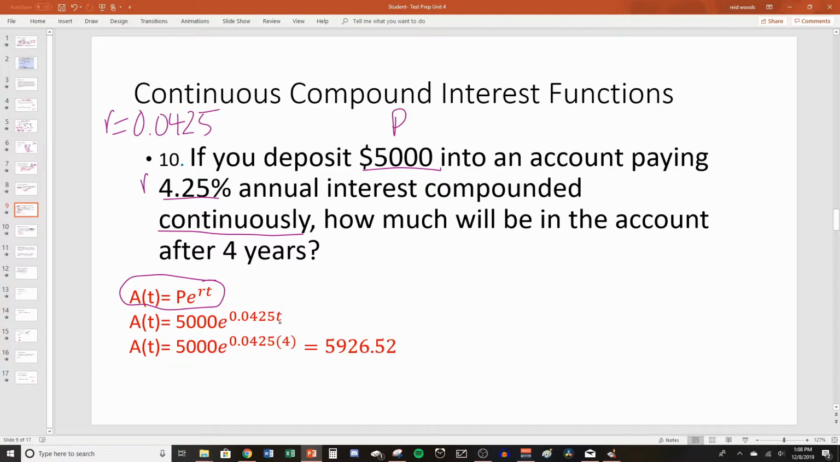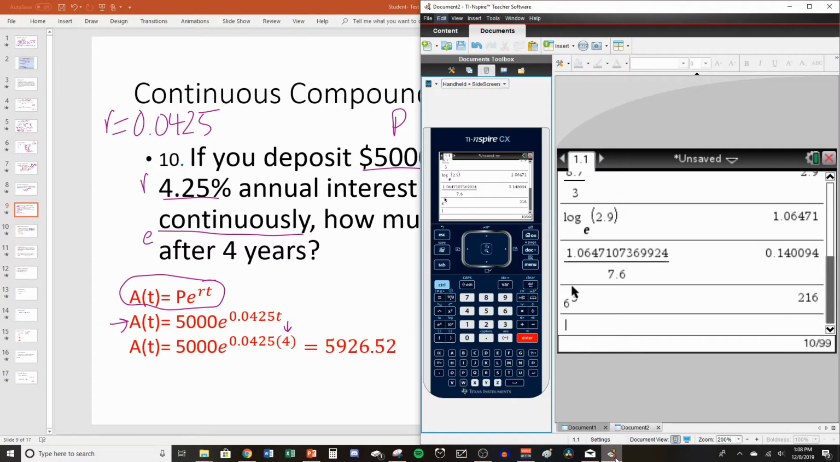And then T is time right here, which is unknown right now. So there's really only two things that we need to know to get this answered. This will always have E. When it says continuously, we use the Euler's constant. Then all you have to do after you get your function created from this step is plug in a 4 right here, and you can see it in the calculator. Let me show you how you type this in the calculator.